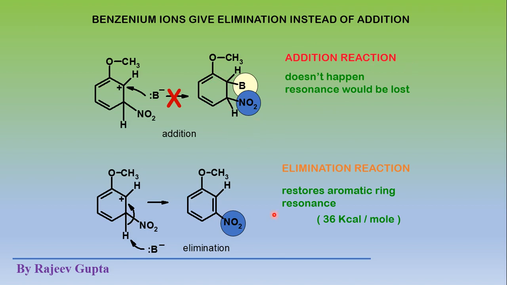So here only substitution takes place, because due to aromaticity we get a product that is 36 kilocalorie per mole lower in energy compared to the addition product. So due to aromaticity we get this energy difference between the two types of product. Elimination takes place on the same site, and then we get this type of product. So it is shown here that addition will not take place in aromatic substitution reactions.